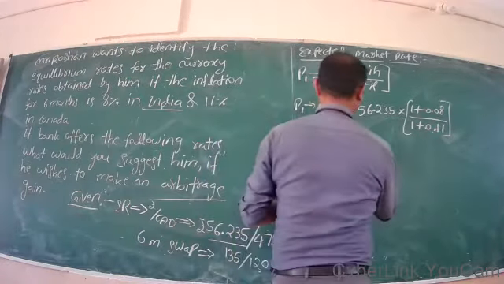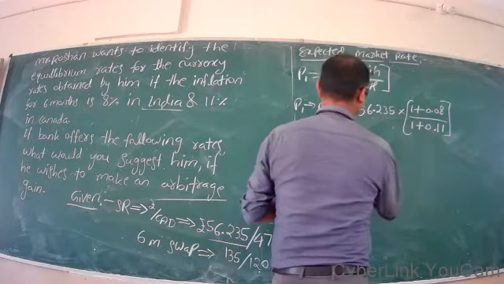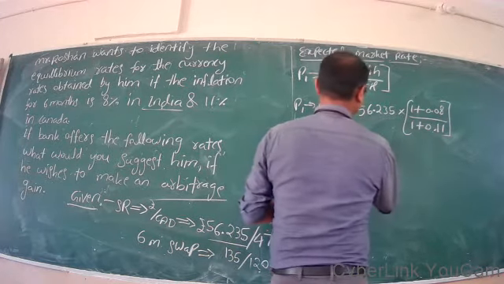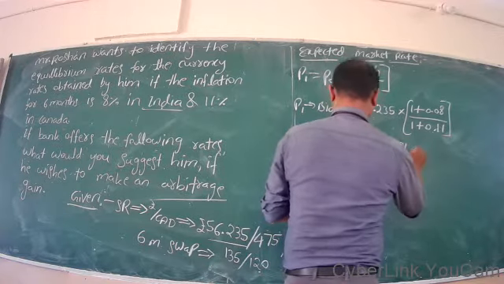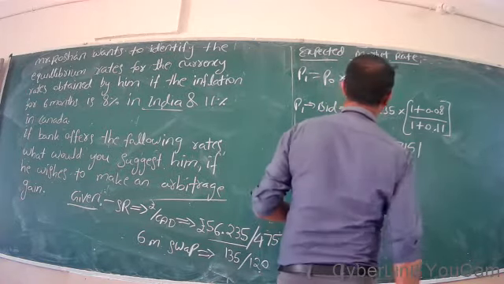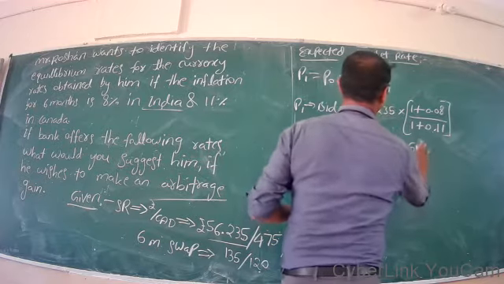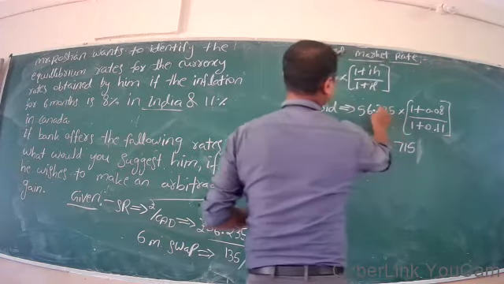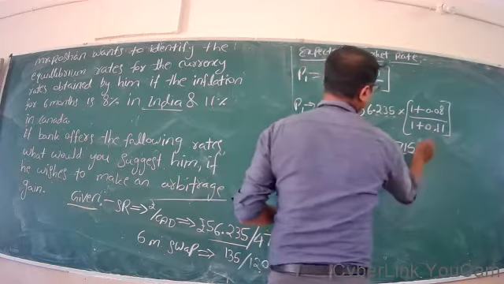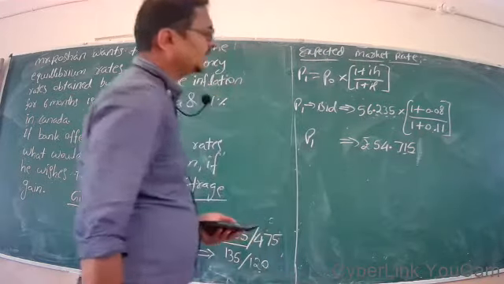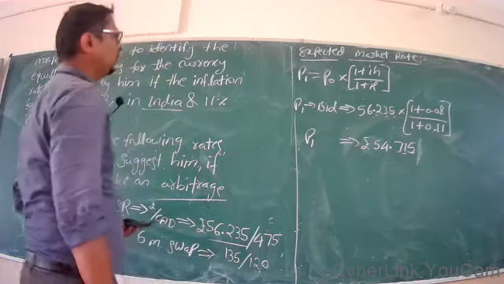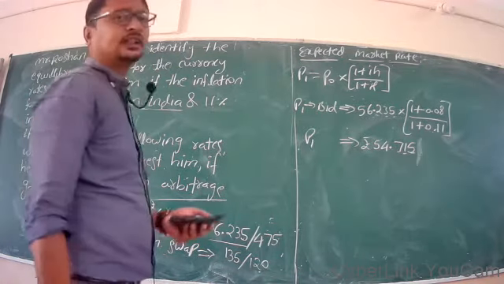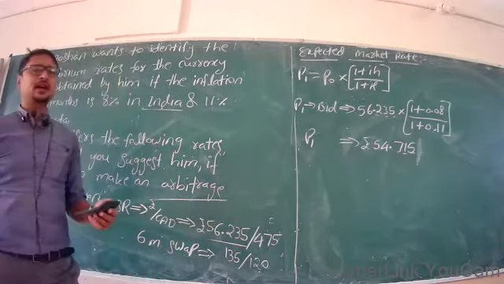rupees 54.7151. Since the spot rate given has only 3 digits after the decimal, we are considering 3 digits in our answer. So the bid price P1 is 54.715 after adjusting the inflation rate in both Canada and India.